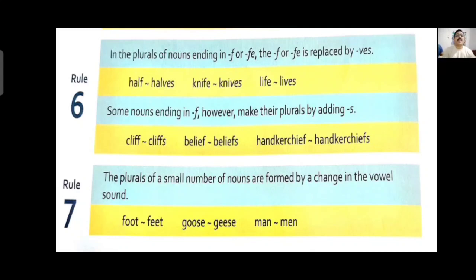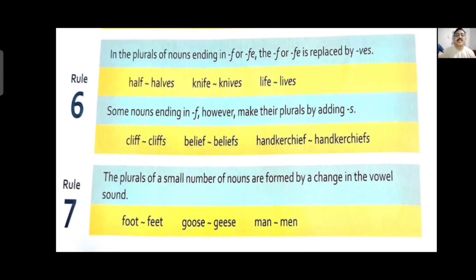Why do they keep the f? Because before the f a vowel is there. In clip, before f, i is there. In belief, before f, e is there. In handkerchief, before f, e is there. All have vowels, that's why they have s in their plural form. But in most cases, words ending with f have ves in their plural form.